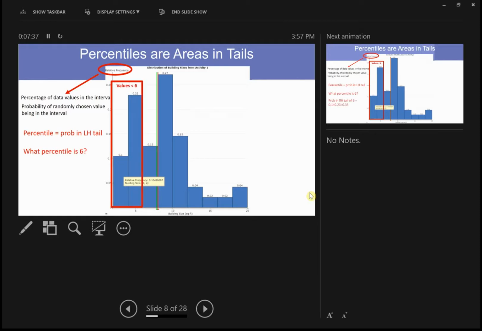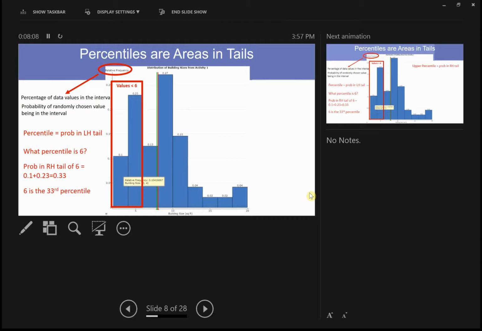So this is the left-hand tail of 6. And I'm going to add up these probabilities. So that's going to be the percentile. So the probability in the left-hand tail of 6 is the sum of these probabilities. This is the tail, and this is the probability in the tail. And so this tells me that 6 is in the 33rd percentile, 33% of the data values.